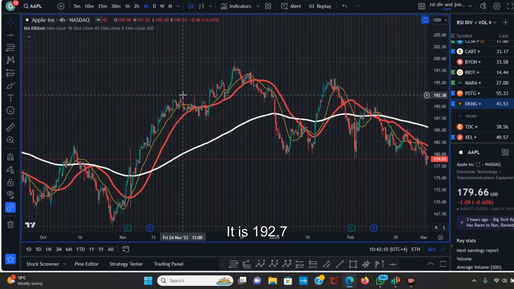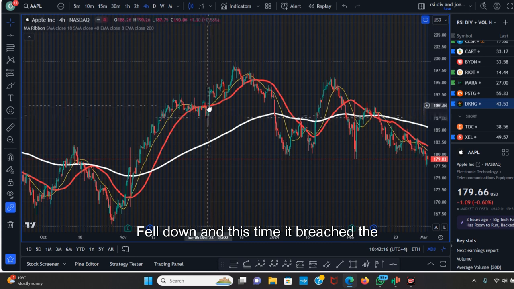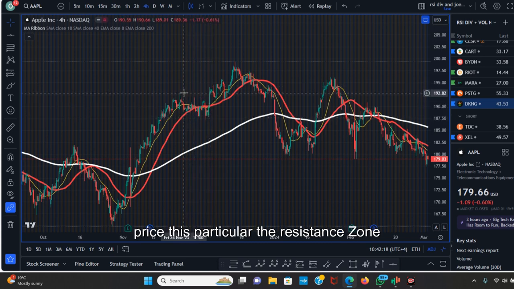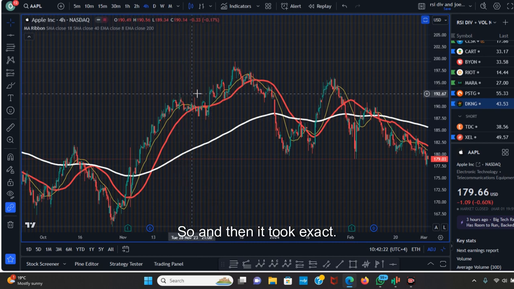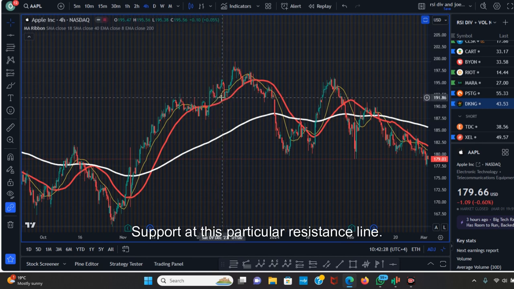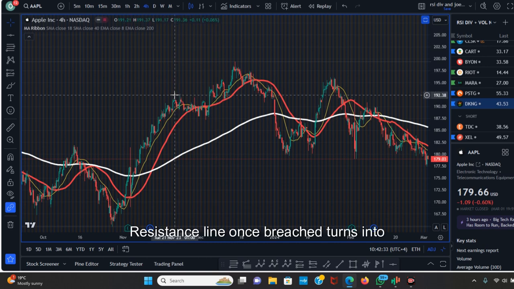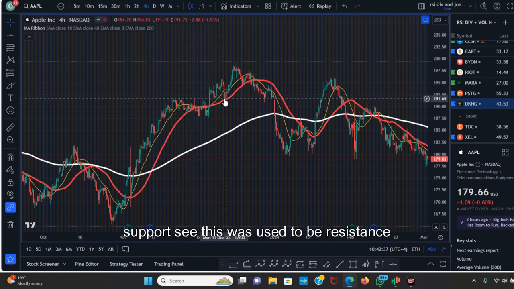You can see here it is 192.74. It hit the price, fell down, and this time it breached the price. This particular resistance zone was breached. And then it took exact support at this particular resistance line. So what it shows is that a resistance line once breached turns into support.